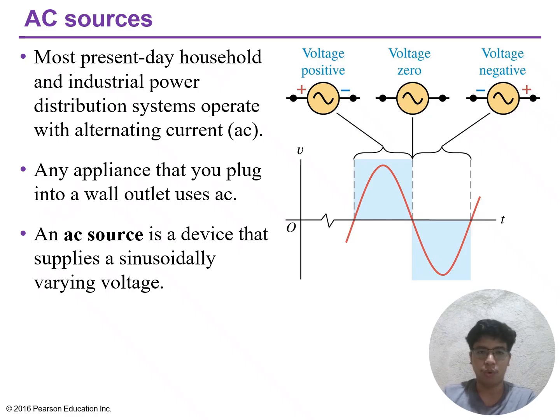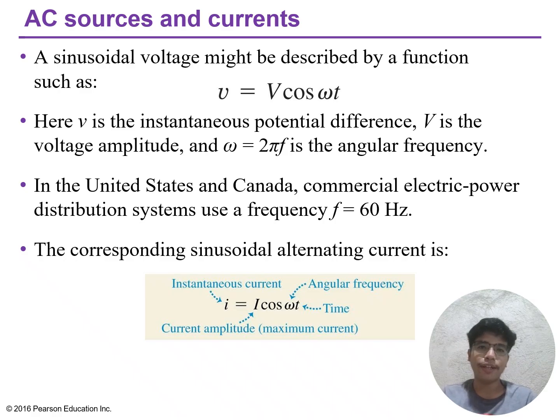Understanding AC sources is the essential first step toward analyzing how modern electrical systems function and deliver reliable power to billions of consumers worldwide. So a sinusoidal voltage might be described by a mathematical function written as v(t) = V cos(ωt + φ), where lowercase v represents the instantaneous potential difference at any moment in time, capital V represents the maximum voltage amplitude, ω represents the angular frequency defined as 2π times f, the ordinary frequency, and φ, which can be zero or non-zero, represents the phase angle.